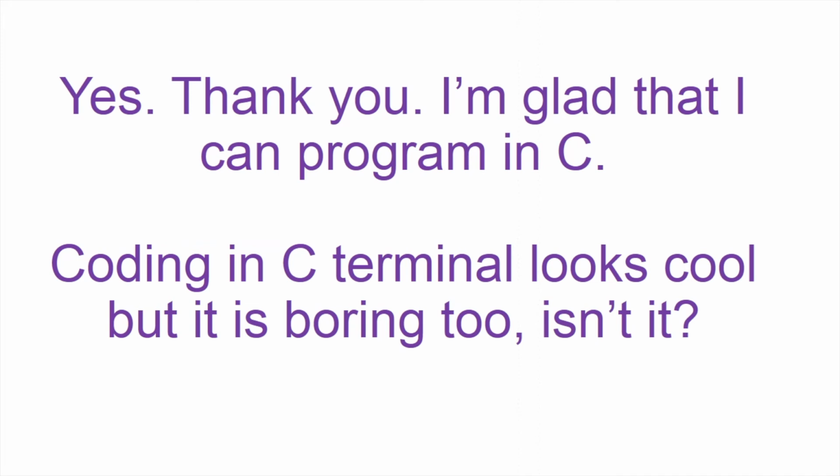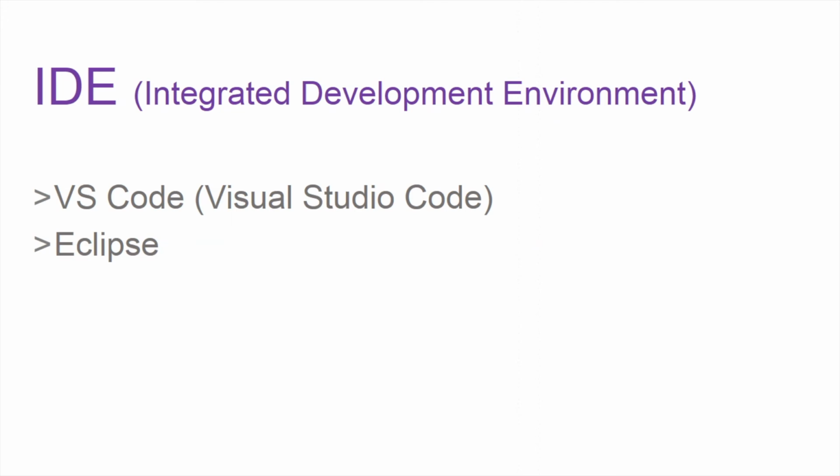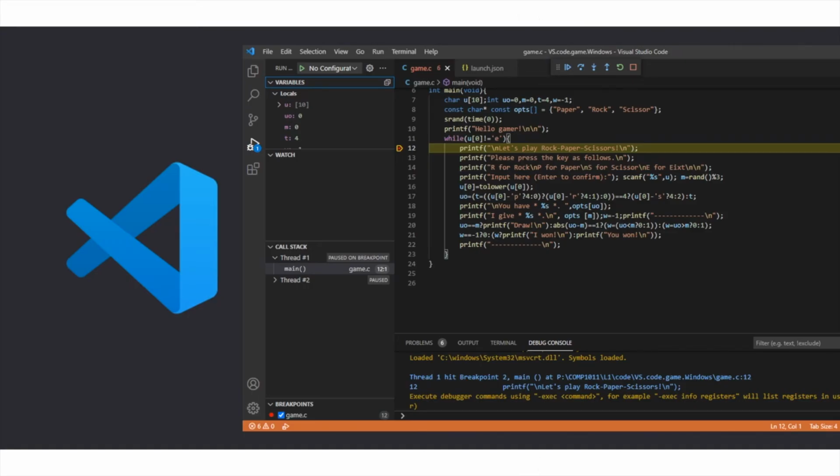However, you probably will see that yes, I can now program in C, but the coding process is in the terminal. It looks cool, but it's still boring, isn't it? Yes, it is. Actually, there is something called an IDE with a graphic interface. It looks something like this. You can input the code there, and there are buttons to help you run and compile. It's much easier. We will show you how to do it later.